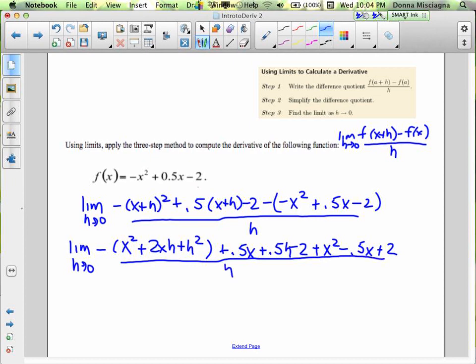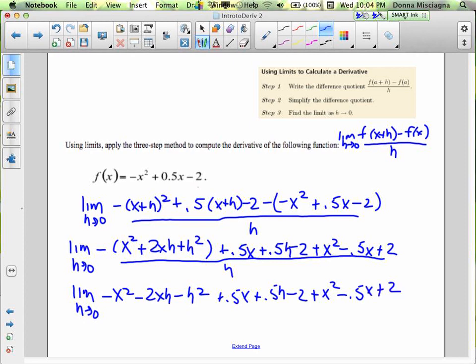All right, pretty quickly this is going to simplify. So the limit as h approaches 0, we've got a negative x squared, a negative 2xh, a negative h squared, a plus 0.5x, a plus 0.5h, minus 2, plus x squared, minus 0.5x, plus 2, all over h.